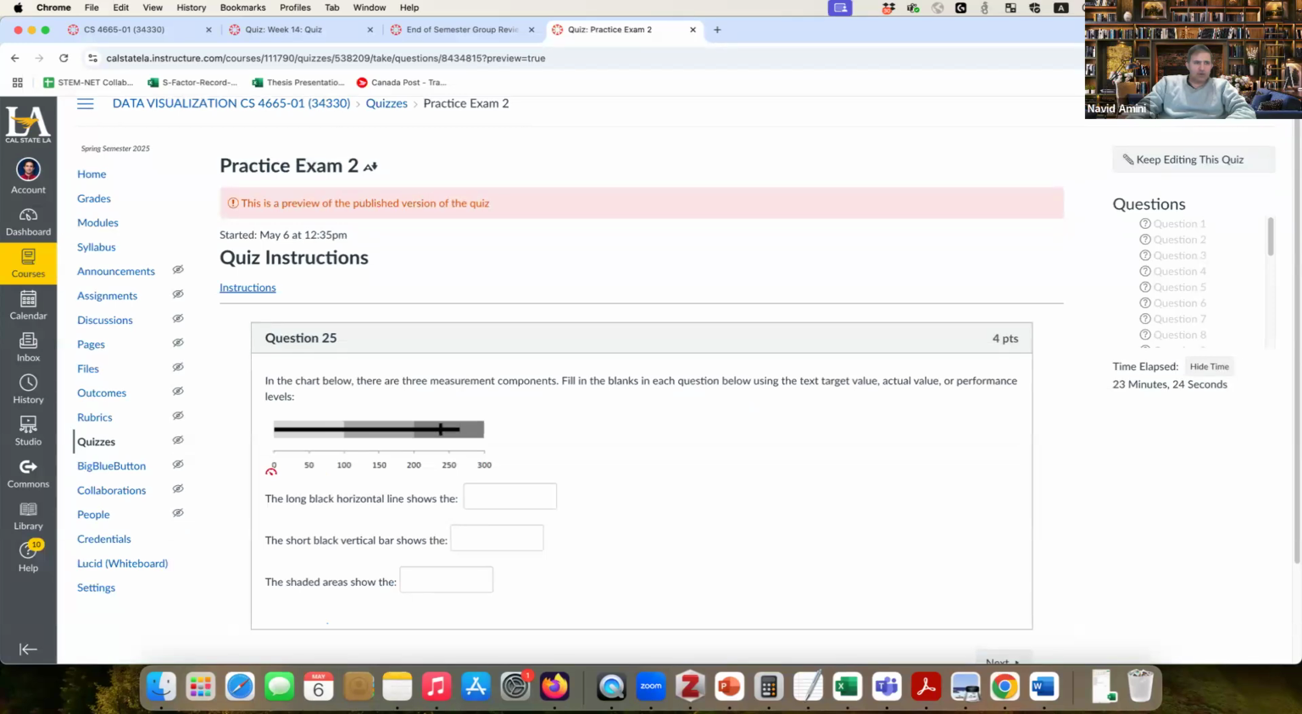We have 2 more. So I originally thought it's 24 questions. In the chart below, there are 3 measurement components. Fill in the blanks in each question below using the text target value, actual value, or performance level. So which one is which? What do you guys think?